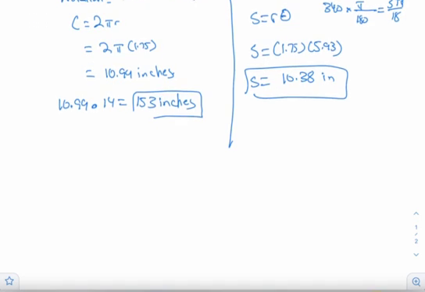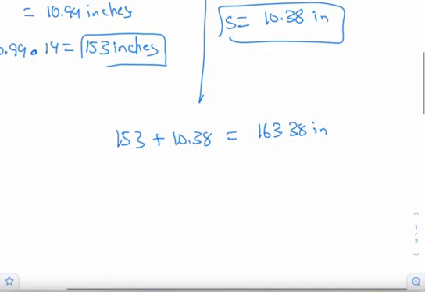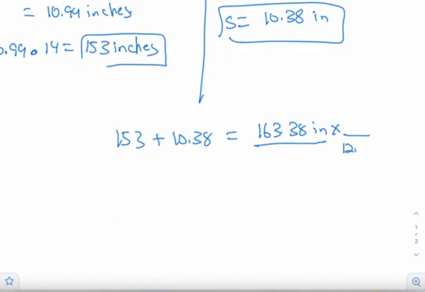Okay, so I need to add these two together, and that's going to give me the total distance in inches. So 153 plus 10.38 is 163.38 inches. Okay, so the final thing that I need to do is convert this to feet. So for every 12 inches, I've got 1 foot. So I'm essentially dividing this 163.38 divided by 12. That gives me 13.615.